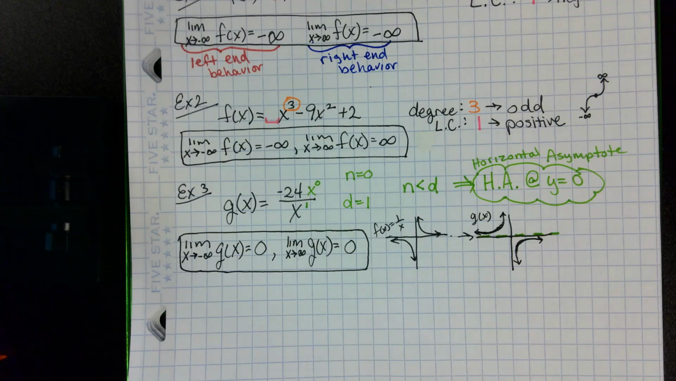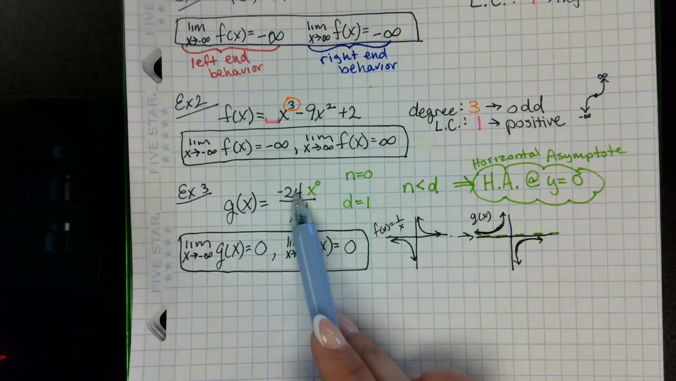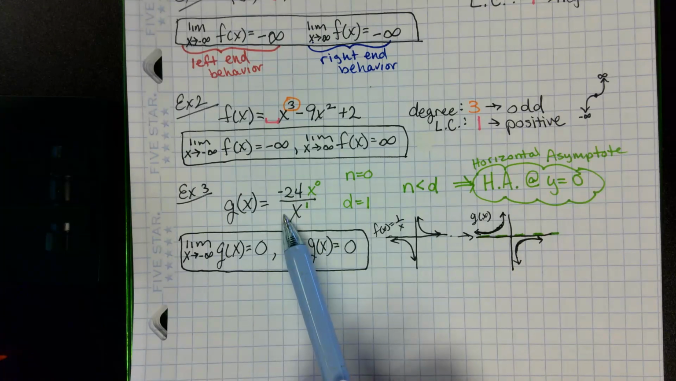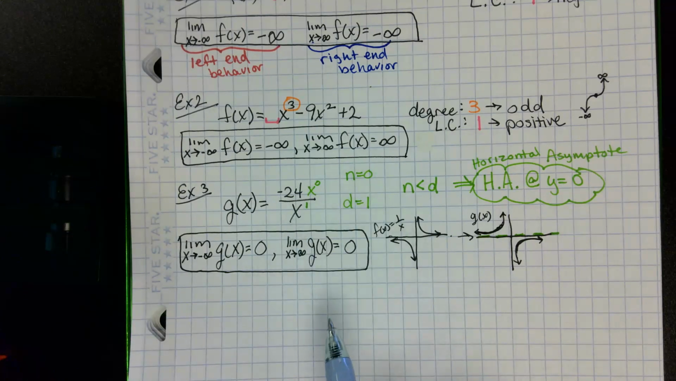And if they're equal, then it's the ratio of the lead coefficients. And if the degree of the numerator is greater than the degree of the denominator, there is no horizontal asymptote. What do you mean by the ratio of the... In this case, negative 24 over 1 would be the lead coefficients. Negative 24 over 1, because that one's a 1, and so it would be negative 24. So you just divide those two. Mm-hmm. And that'll be the asymptote.